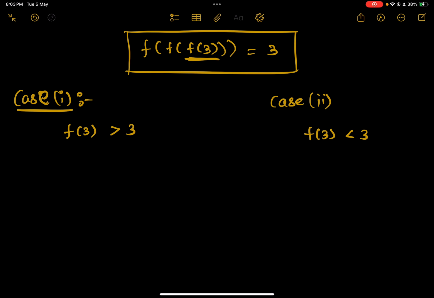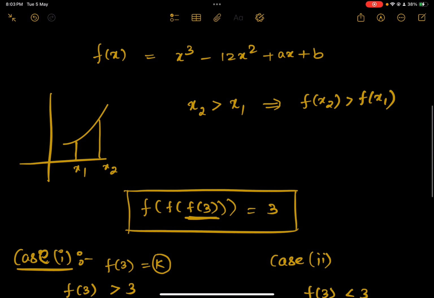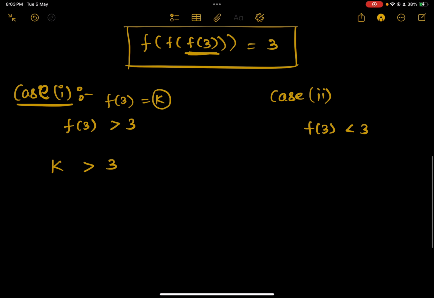So if f of 3 is greater than 3, all right, then, so let us say f of 3 is equal to k, and this k is greater than 3. So we have k greater than 3. All right. Now if k is greater than 3, according to this definition, f of k is greater than f of 3, correct? So f of k is greater than f of 3.